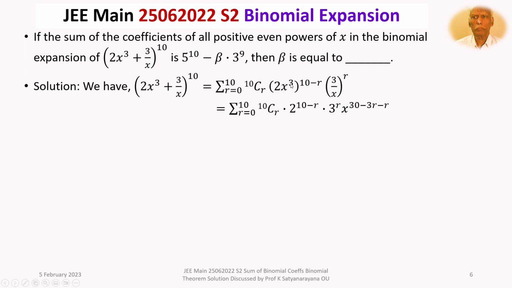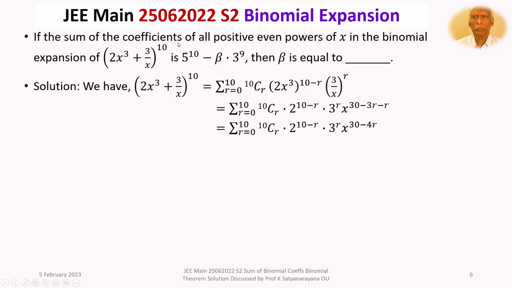(x³)^(10−r) is x^(30−3r), multiplied by 1/x^r, that is x^(−r), so that will be x^(30−3r−r). That is equal to sigma r = 0 to 10, 10Cr, 2^(10−r), 3^r, those are the same terms as above, and here x to the power of 30 − 4r.